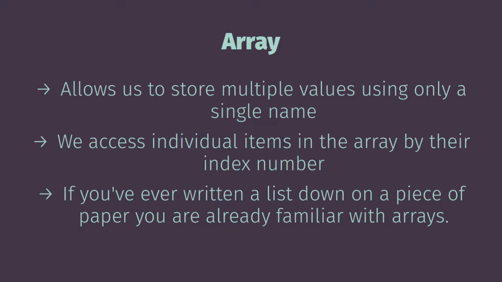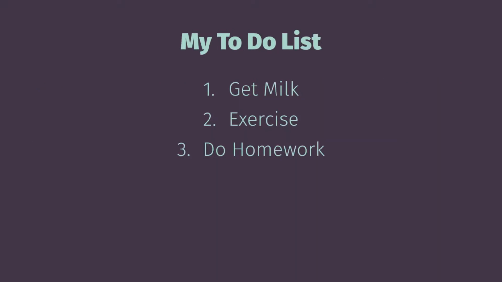So we're going to use indexes to kind of help expand what it means for a variable to hold on to something. And this is very similar to if you've ever written a list down on a piece of paper. You are already familiar with arrays. So let's look at an example list. This is called my to-do list, and my to-do list has 3 items in it.